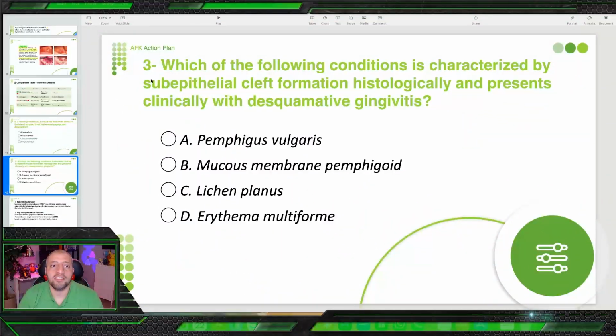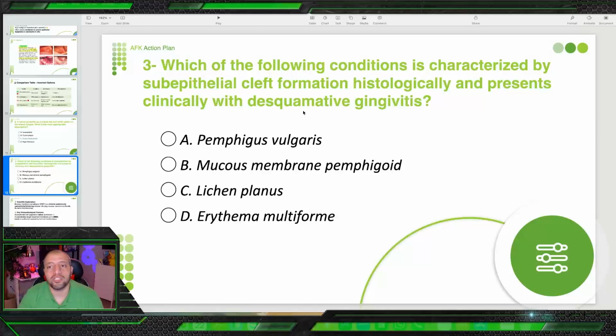Next question. Which of the following conditions is characterized by subepithelial cleft formation histologically and presents clinically with desquamative gingivitis? You remember erythroplakia, leukoplakia? Same for desquamative gingivitis. This is not a diagnosis, not a disease, sorry. This is a clinical presentation which can happen in 5 conditions. If you know the 5 conditions, please write in the comment section. I hope someone can give me all 5 conditions.